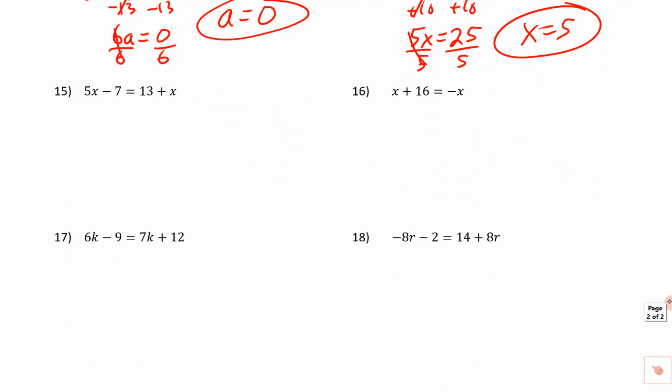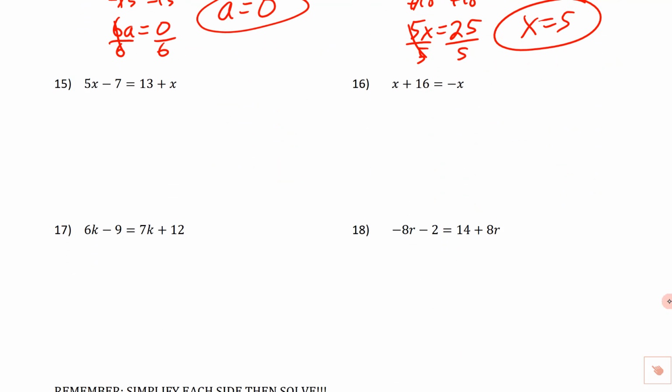Let's take a look at 15 and 16. 16 presents an interesting problem. This one shouldn't be too bad, though. Of 5x and x, x is the smallest one, so I'm just going to subtract x from both sides. That's going to get that on the same side. So those will cancel. This is going to give me, let's see, that's a 4x. 5x minus 1x is 4x. And then this is minus 7 equals 13.